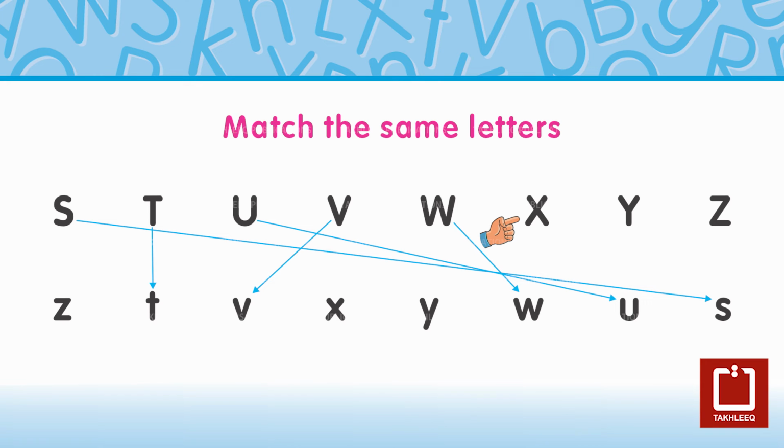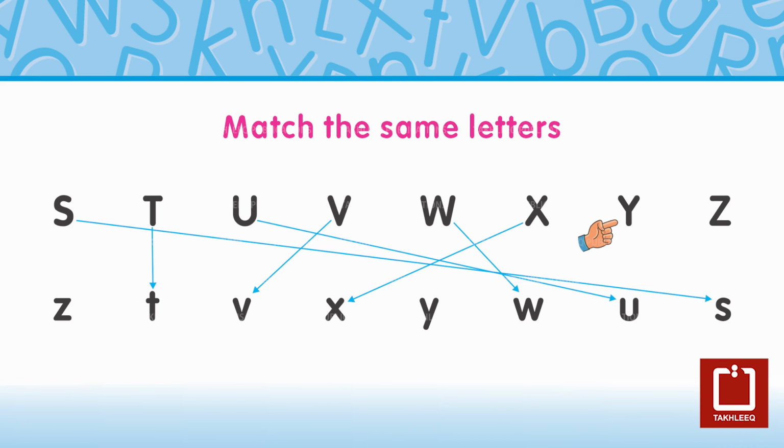This is capital letter X. Now we search small letter X in the second row. Z, T, V, X. Yes, this is small letter X. So we match capital letter X with small letter X.